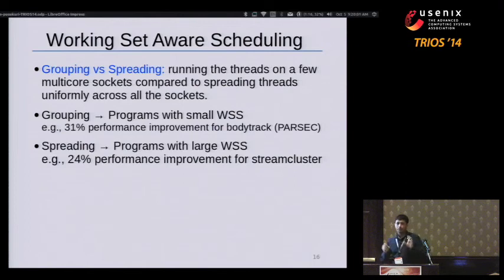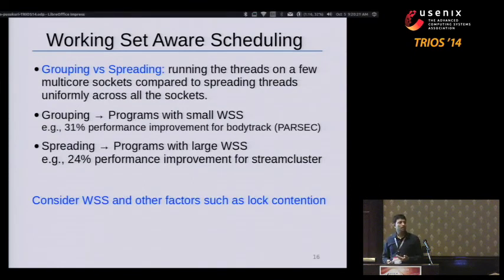Therefore, even the Linux thread scheduler and the Solaris thread scheduler basically consider the number of threads as the important factor to schedule threads, basically to allocate cores to the threads, but this is not sufficient for emerging multithreaded programs. We need to consider workload characteristics, for example WSS and others such as lock contention, so that we can effectively schedule the threads on these large multi-core systems and achieve better performance.